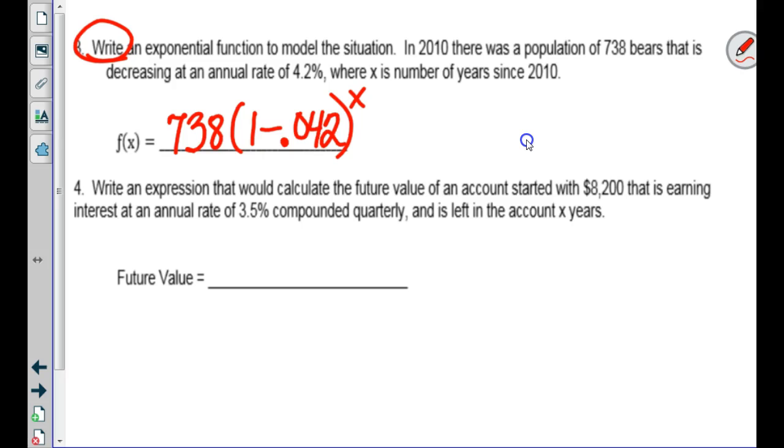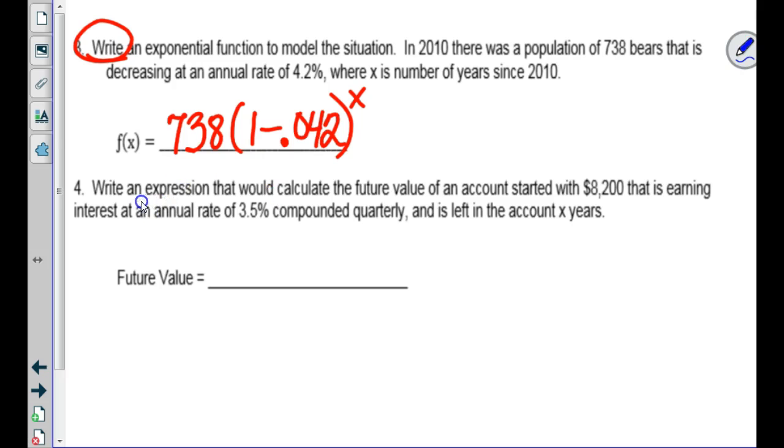If it asked what was the population in 2015, then you'd have to do 2015 minus 2010 is 5 years later, so you would just put a 5 in up here. Okay, but you don't have to do anything on the quiz.